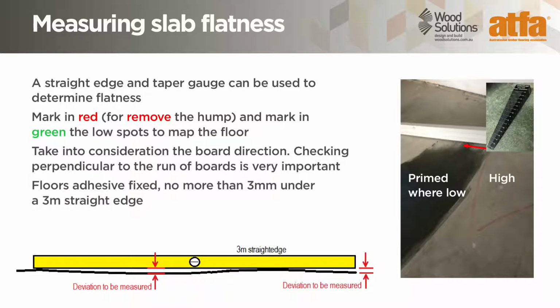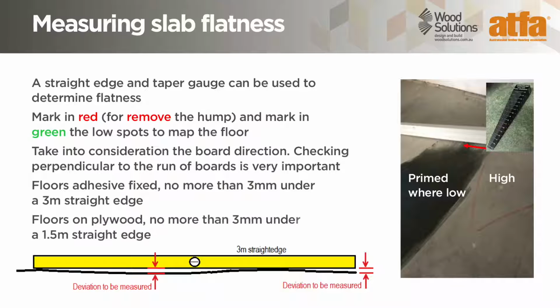With floors that are adhesive fixed, there is generally to be no more than 3 mm under a 3 metre straight edge, or with floors on plywood, no more than 3 mm under a 1.5 metre straight edge. For floated floors, the gap is often to be no more than 2 mm or 3 mm per metre, depending on the product.